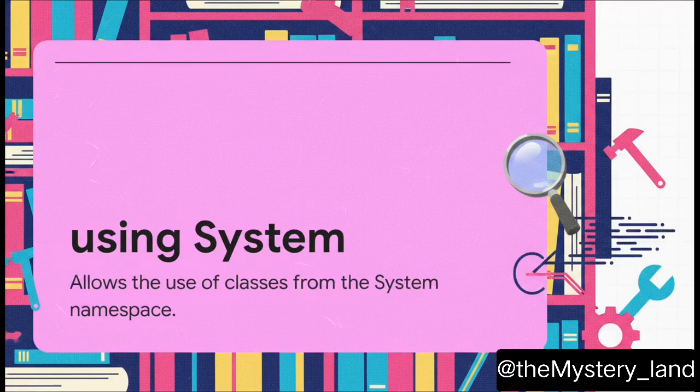So what is it actually doing? Well, think of using System as calling upon our master librarian. It's telling the program that we want permission to use classes from the System namespace. We're essentially fetching the core, fundamental resources that C# provides right out of the box. This ensures our program has the pre-built tools it literally needs to survive and function.